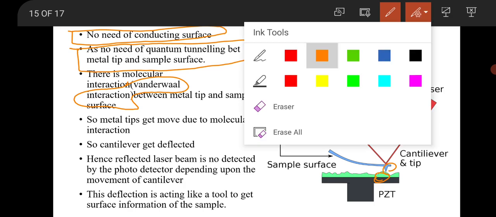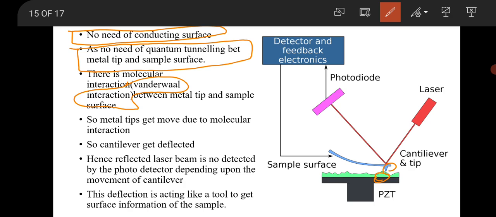In order to explain in simple detail, suppose this is the surface of the sample. This is the sample surface having roughness, because the surface is zigzag. Now your cantilever is here. Suppose this is your cantilever, and the tip is there.